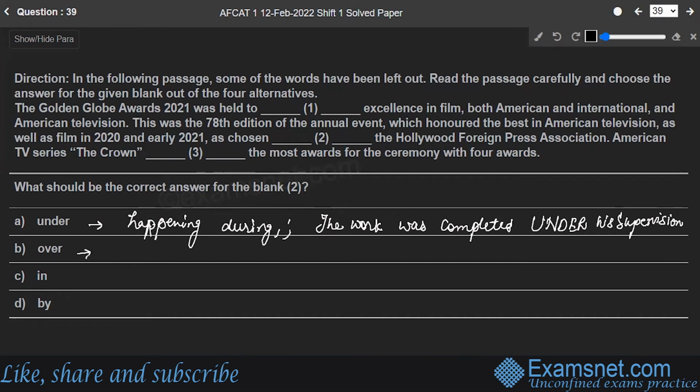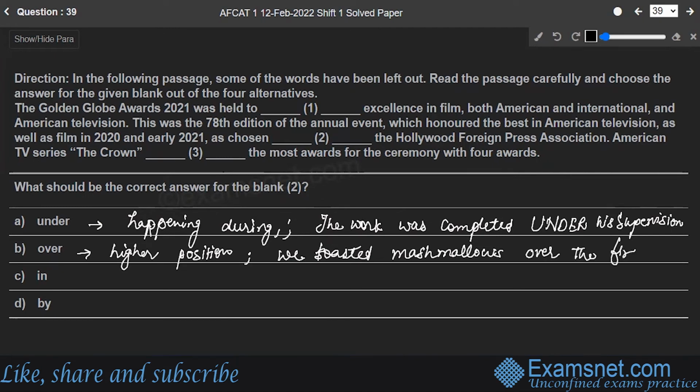Correct. Now let's move to the second one, over. We use this preposition and adverb to refer to something at a higher position than something else, or involving movement from one side to another. So, for example, we toasted marshmallows over the fire. This is over, right?